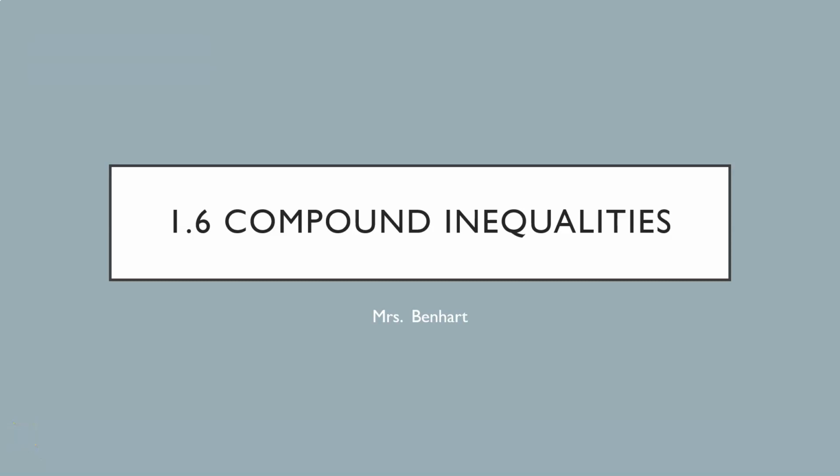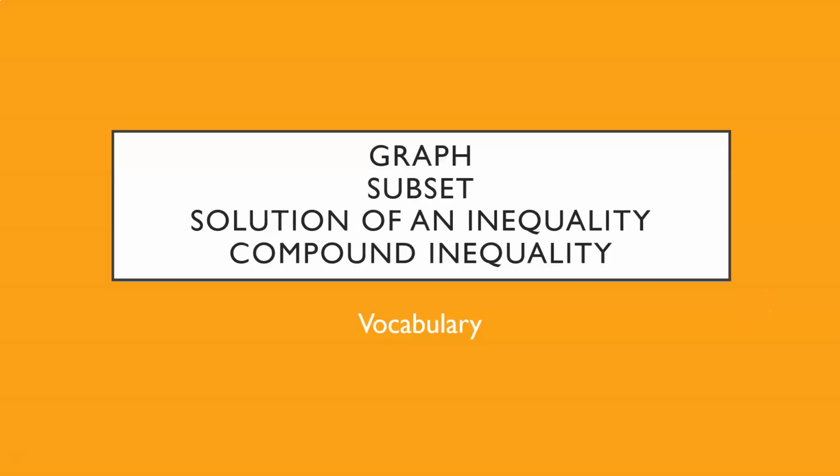Okay, this is section 1.6. We're talking about compound inequalities. When I think about compound inequalities, I think about compound words, which is two words that come together to mean one thing. So these are two inequalities that come together to form one set or make a union, and the union is one set.